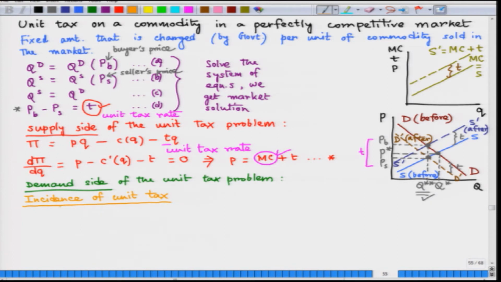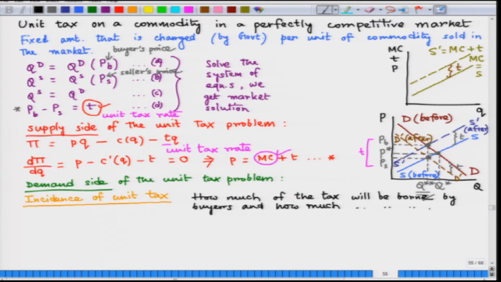Okay. So, what do we mean by incidence of unit tax? Let me define that. This actually means how much of the tax will be borne by buyers and how much will be borne by sellers. So, let us study the graph first.